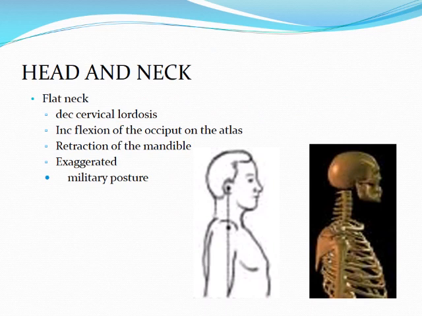The second postural deviation in reference to the neck is the flat neck posture. Under that, you can observe decreased cervical lordosis, increased flexion of the occiput on the atlas, and retraction of the mandible. It is also called military posture.